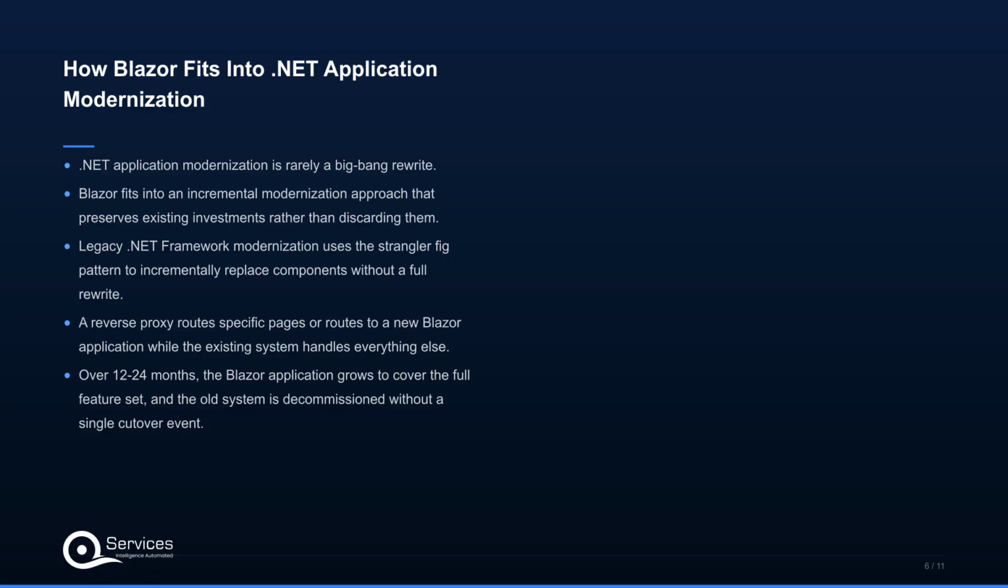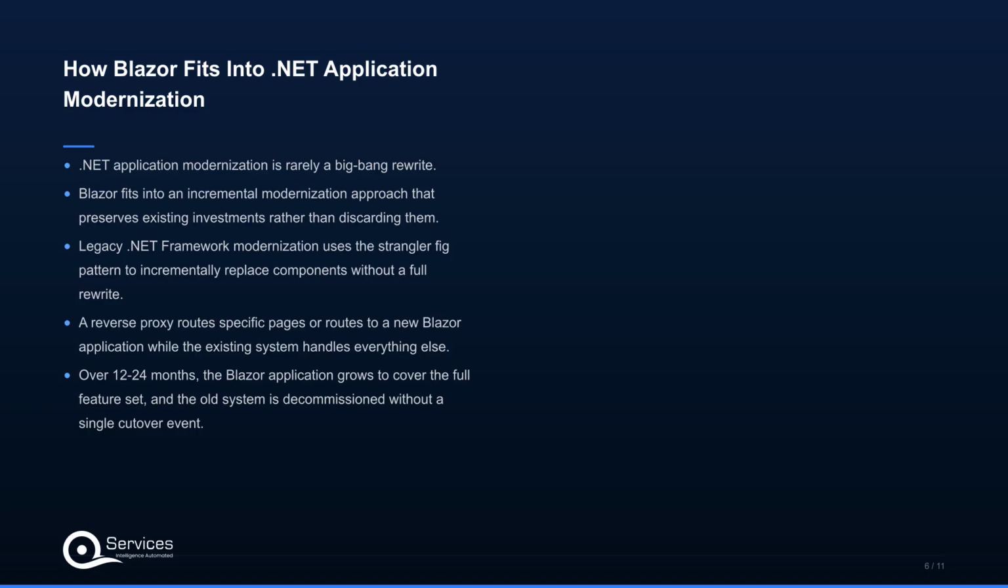The practical path is to retain your existing ASP.NET Development Services layer and replace only the front end with Blazor components. This minimizes risk, keeps proven back-end code intact, and allows the migration to deliver incremental UI improvements rather than requiring a full switchover.